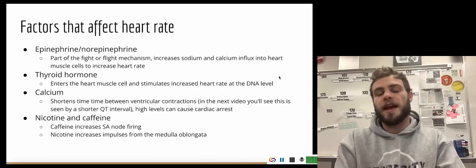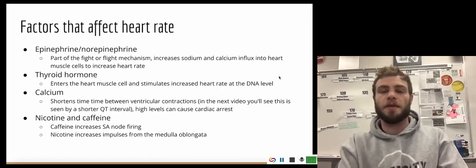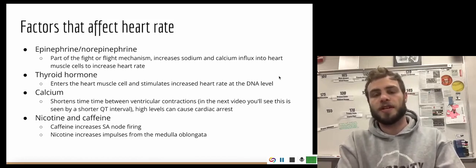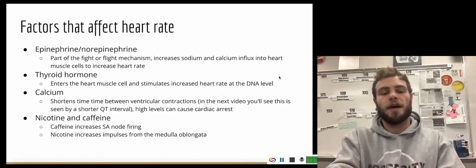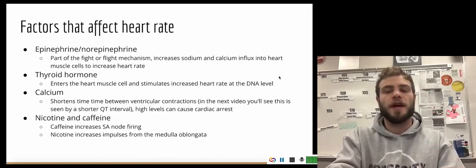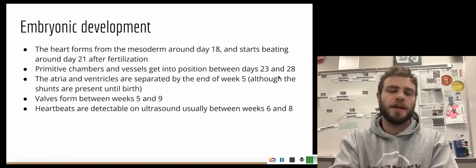And then nicotine and caffeine are both also going to increase your heart rate. Caffeine is going to increase the rate that the sinoatrial node is going to fire, so you're just getting more faster impulses, telling that heart to beat. And then nicotine will do the same thing, but it's going to be affecting the cardiovascular centers in the medulla. So all of these high levels are going to increase your heart rate, and then you can think of it also less of them is going to decrease your heart rate.